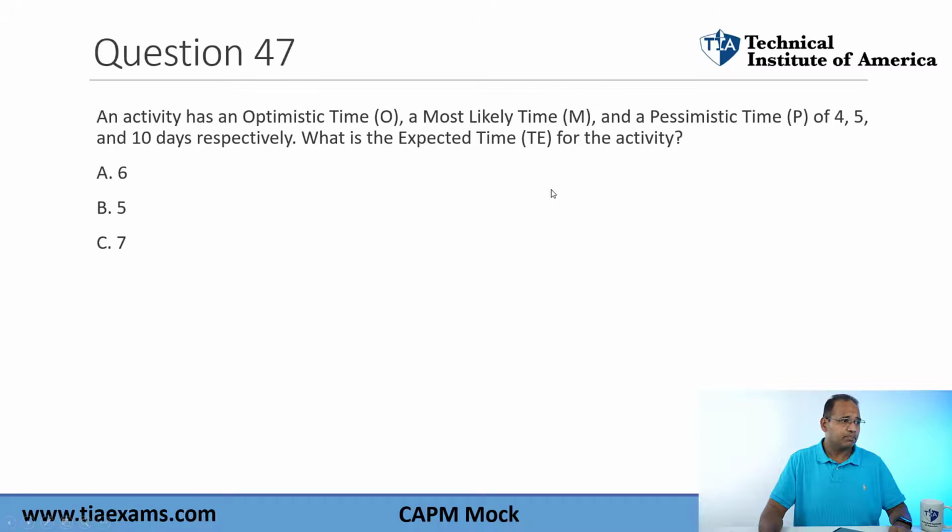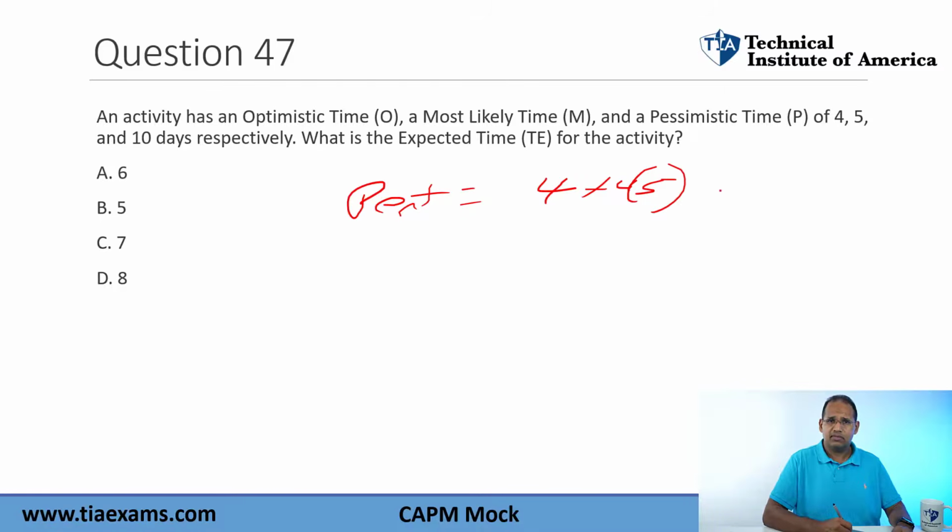Next question. Okay, here we have a PERT formula question. An activity has an optimistic, most likely, and pessimistic estimate of 4, 5, and 10. What is the expected time for this activity? So what is PERT? PERT is equal to the optimistic, which is 4, plus 4 times the realistic, so we have 5, or the most likely, plus the pessimistic, which is 10 days. Divide everything by 6.